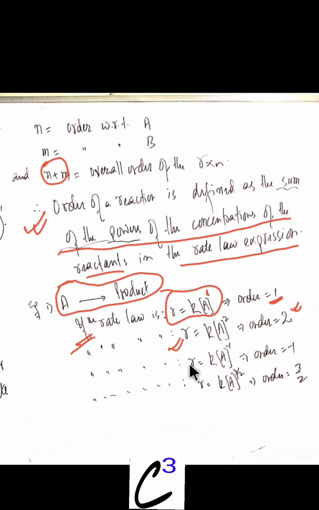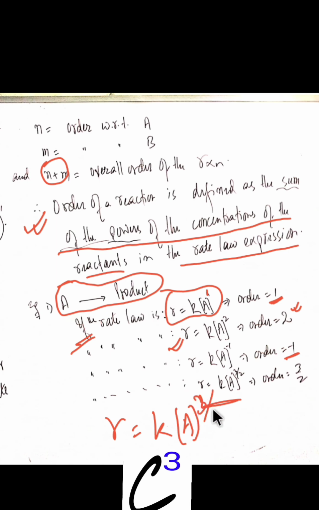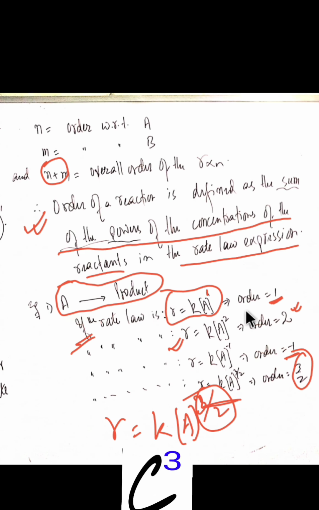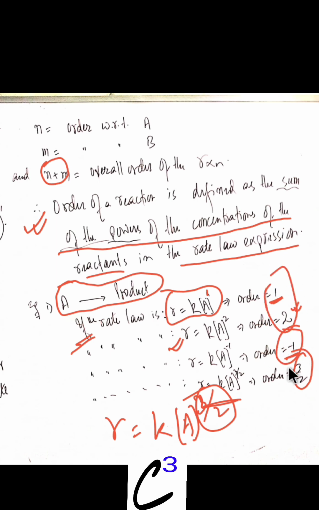And if it is written like this, R is equal to k[A] to the power minus 1, then the order of this particular reaction will be minus 1. And if it is written like this, R is equal to k[A] to the power 3 by 2, then the order of the reaction will be this 3 by 2 only. Okay, so from this it is also clear that order can be a positive value, it can be a negative value, it can be a fraction, or it can be 0 also. Okay, order can be anything.